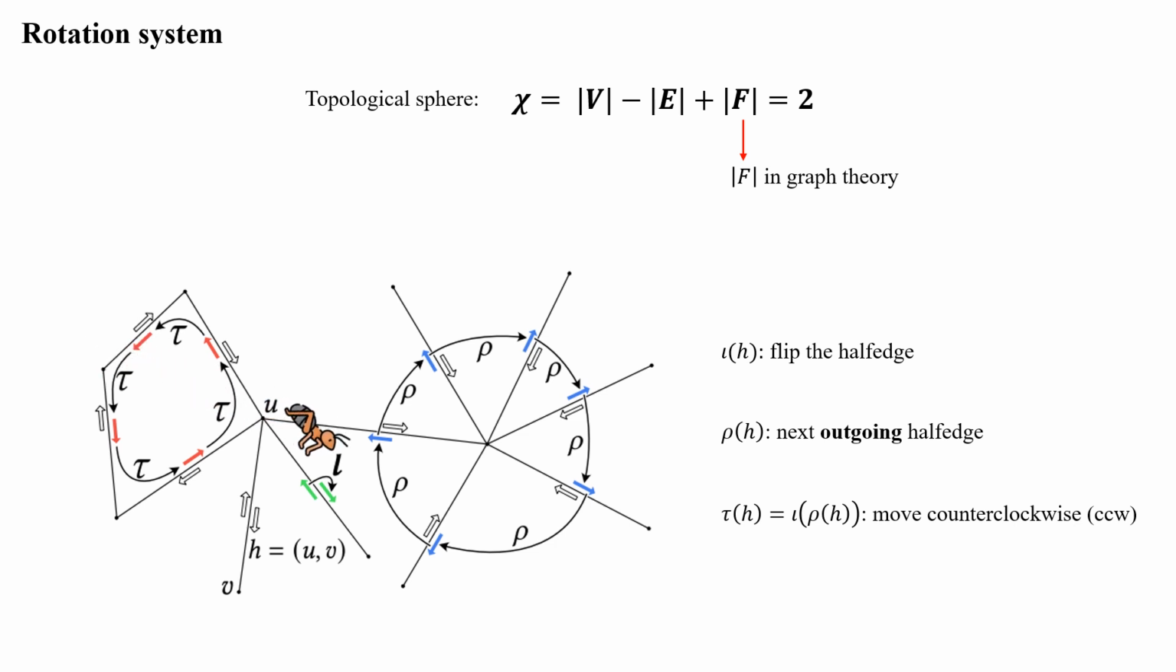Iota h helps the ant turn around. Rho h helps the ant turn to the next road at the intersection point. If we combine iota and rho, we have the tau operator. This operator leads the ant to walk counterclockwise. And the closed path walked by the ant is exactly a face as defined.